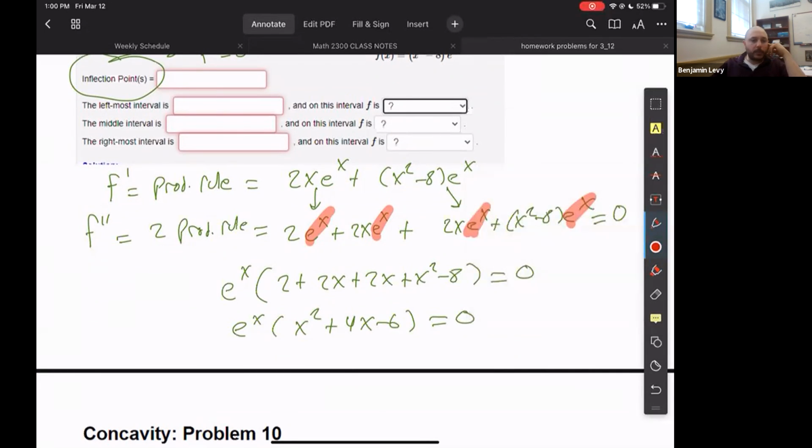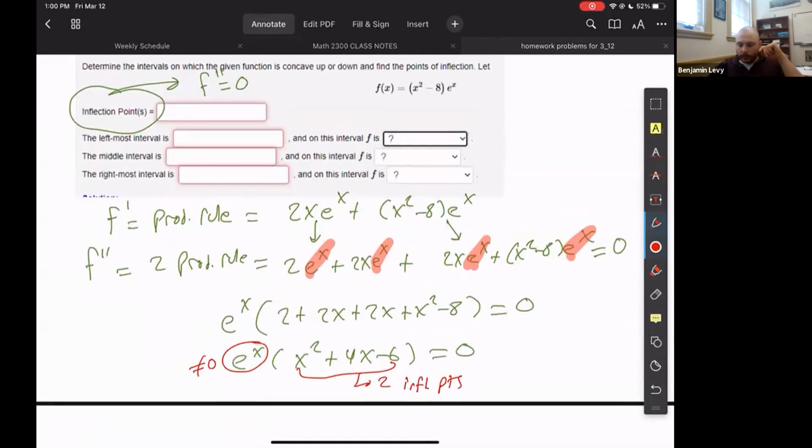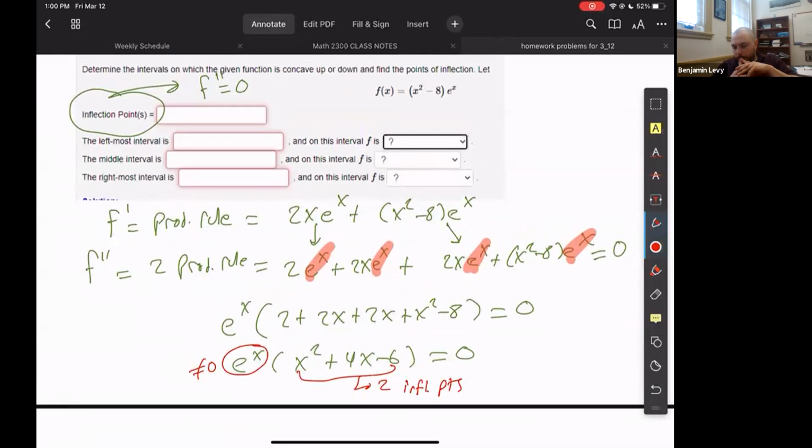So that's how we'll find our critical points on this one. Right? This one is not 0 ever. You're going to get 2 critical points from this. Sorry, 2 inflection points. Thoughts?